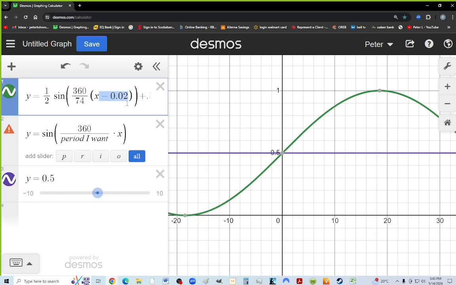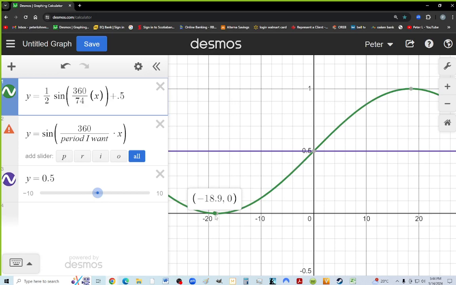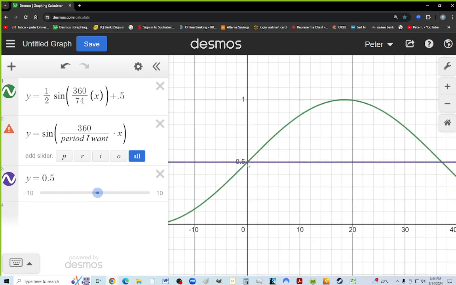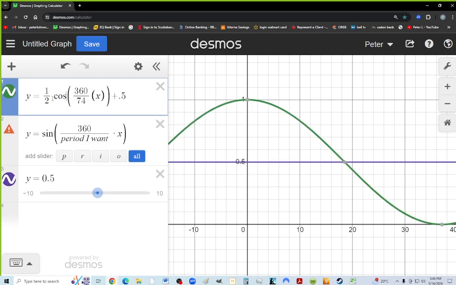So let's see where we would phase shift it. Okay, looks like the bottom is way over here. It's harder to figure out where the bottom is, right? So maybe we should use a cosine curve instead. Is it because you put half? Yeah, but maybe we should use a cosine curve.